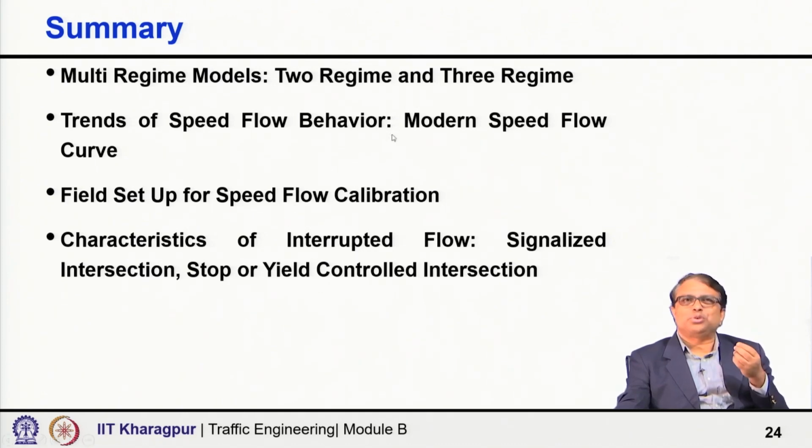So, we discussed the multi-regime model, 2 regime and 3 regime, and told you about the trends of speed flow behavior, how the modern speed flow curve looks for freeways, expressways and other kinds of facilities. Some ideas about the field setup for speed flow calibration, and briefly mentioned some salient characteristics of uninterrupted flow: startup loss time, end loss time, total loss time and the critical gap.